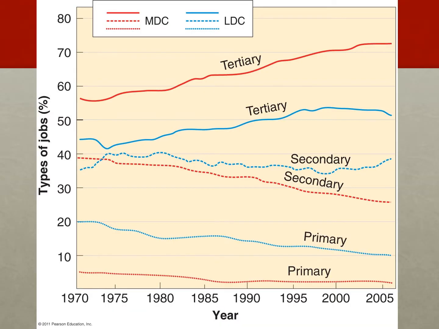All right, so let's take a look at some patterns of economic activity that exist between more developed countries, MDCs, and less developed countries, LDCs. Now, let's start out with, what do you notice about the primary, secondary, and tertiary sector employment in LDCs and in MDCs? So start out with some observations. What do you notice?